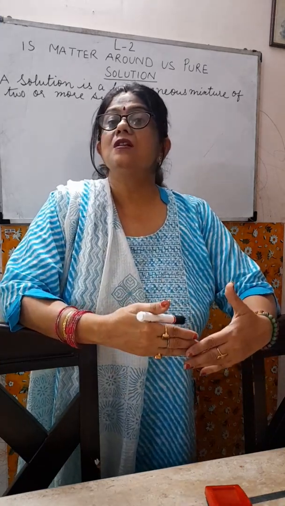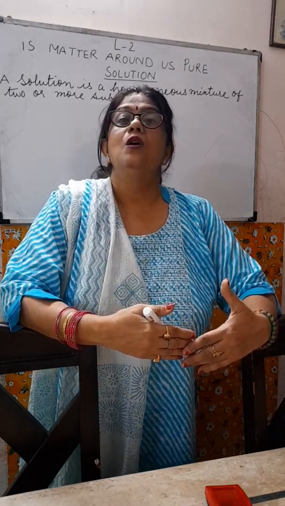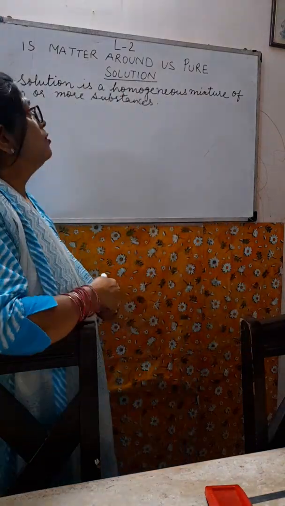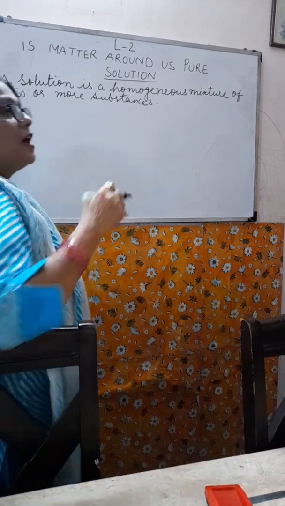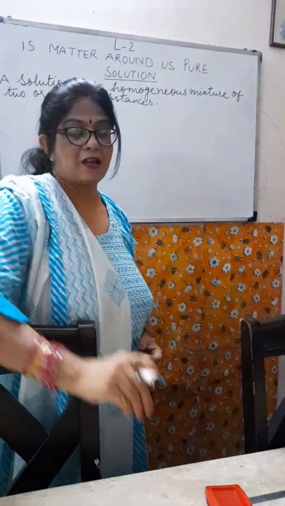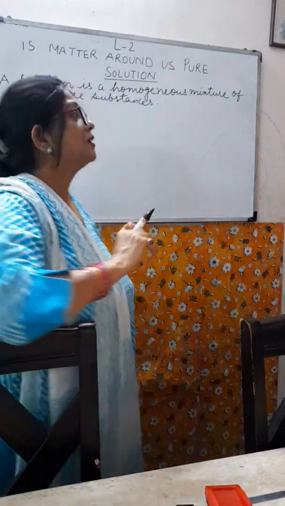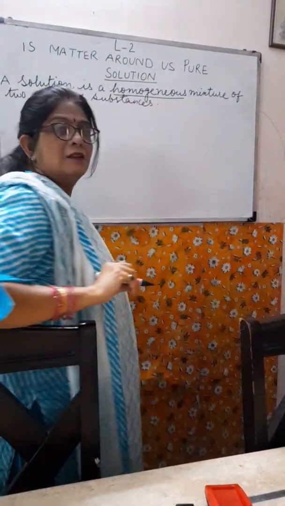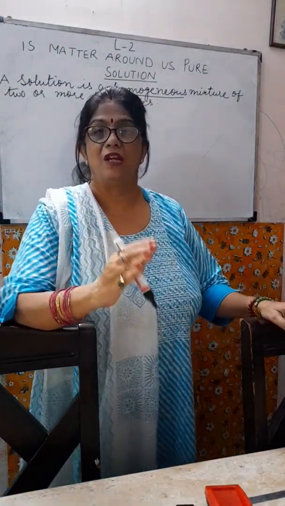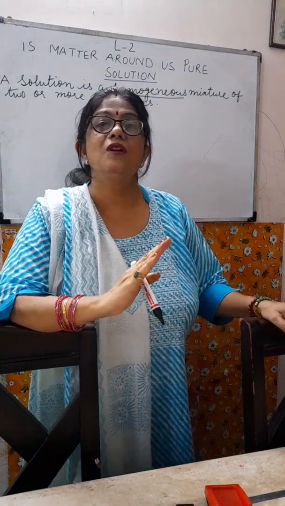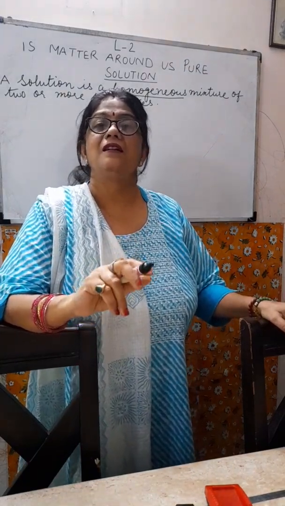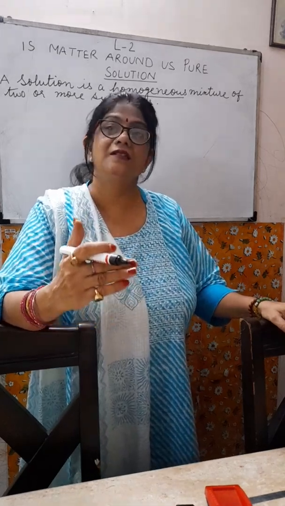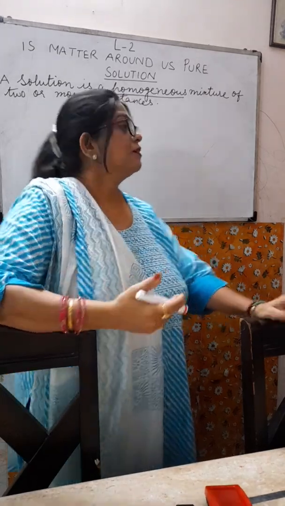So solution, exactly, it is a homogeneous mixture of two or more substances. Now in the last class I made it very clear what is homogeneous. Homo means same, in which there is no distinct boundary and the particles are evenly distributed. It is same throughout, right?